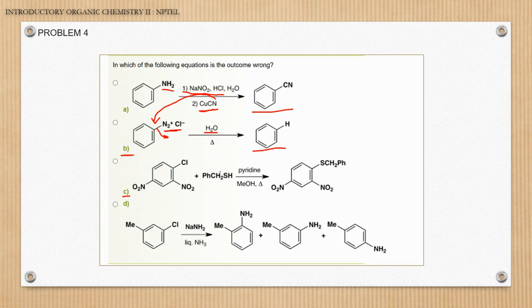Then coming to part C. So here what will happen? The sulfur has the lone pair, right? And they have treated it with pyridine. Pyridine is a base. So what will the base do? The base will abstract an acidic proton, and the thiol proton is acidic enough to be abstracted by pyridine. So here a negative charge is getting generated. So here, as I have told you, the nucleophilic aromatic substitution reaction will take place. Cl will knock out, and you will get this SCH2Ph at this position.